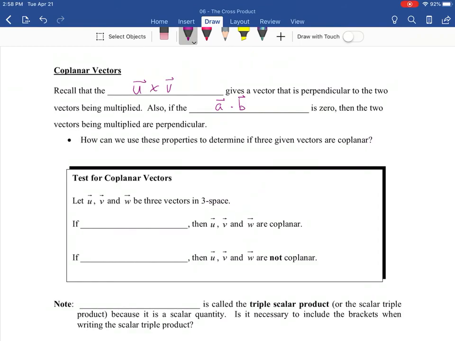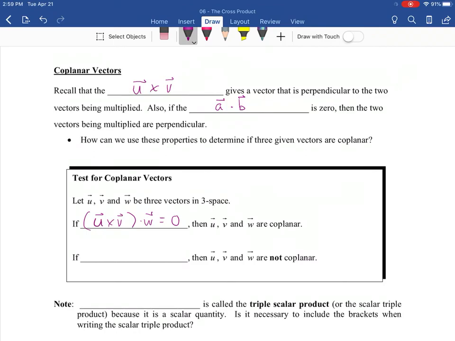Well, here's the idea. If you make a vector by doing u cross v, you're going to get a vector that sticks out of the plane of those two vectors. It's not going to be coplanar. It's going to stick out of the plane. If you then take that vector and dot it with a third vector that you're curious about, it should come out to be 0 if it's going to be coplanar. It should be perpendicular. So what we say is, if u cross v dotted with some w comes out to 0, then we know they're all in the same plane.